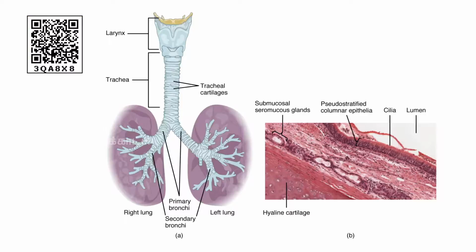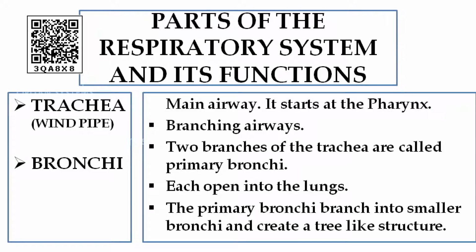Okay. Now we learn what is the trachea. The trachea is the main airway. It starts at the pharynx. You can touch and you can see the trachea. This is the windpipe where the air passes through. Okay. The trachea is protected by cartilages. Just keep your fingers near your throat. You can feel the cartilages. Yes. Okay. It protects the trachea from damage.